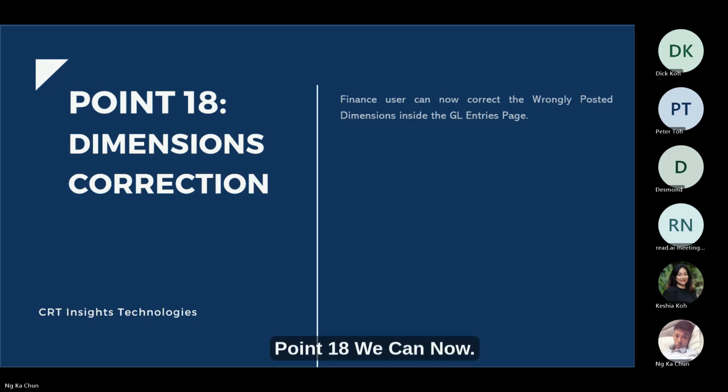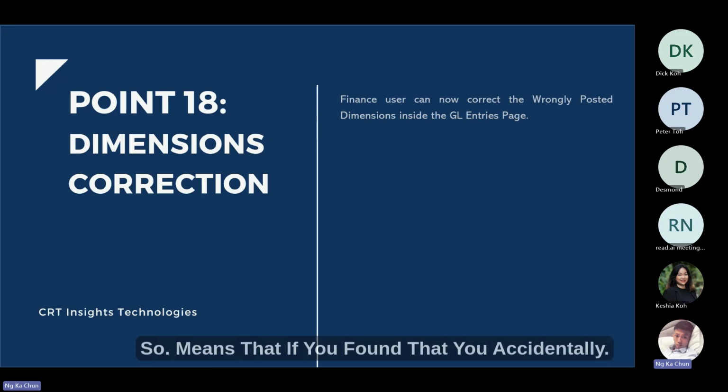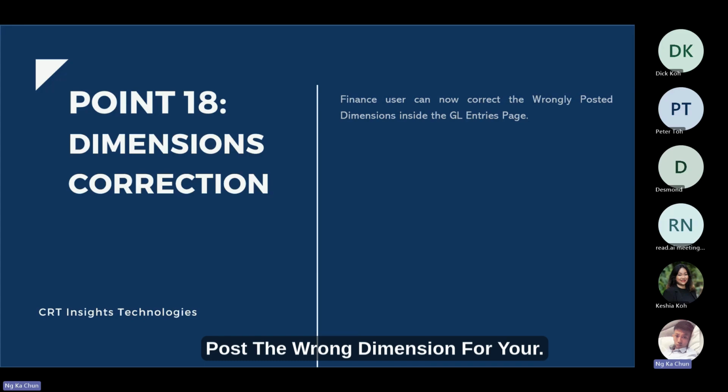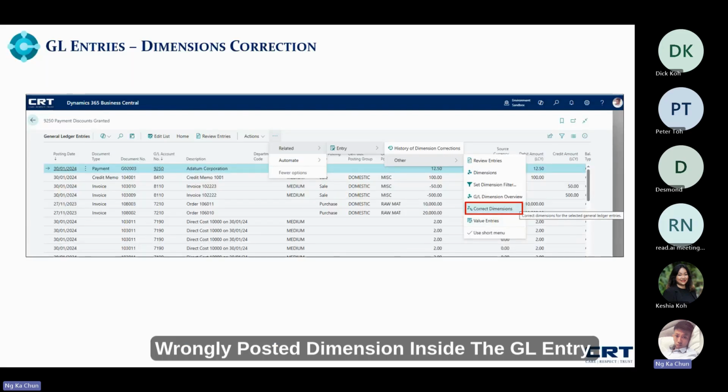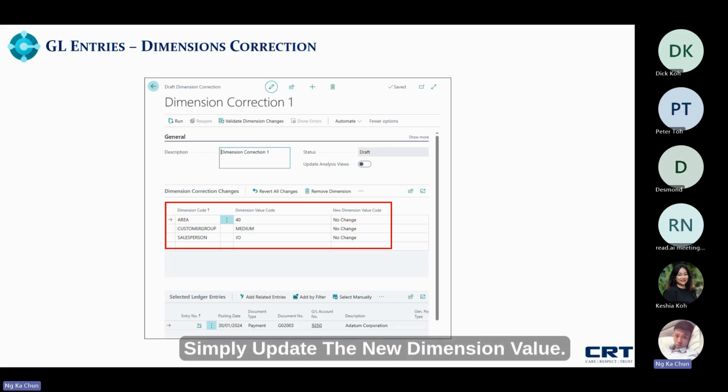Point 18. We can now correct the wrongly posted dimension directly inside the GL entry page. So that means if you found that you accidentally posted the wrong dimensions for your grouping of department, cost center, product category, and so on, we can now correct those wrongly posted dimensions inside the GL entries with a feature called correct dimensions. So we can simply update the new dimension value and then run the correction actions.